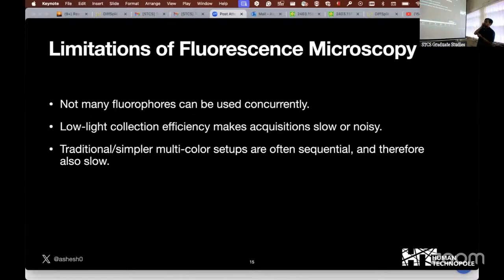So the main limitation that my PhD caters to is the first one, which is you cannot use too many fluorophores concurrently, because when you use multiple fluorophores, your collection efficiency reduces. And so what this means is you cannot image multiple structures concurrently. So in practice, people do not image more than 4 to 5 different structures. And this is something that my work tries to enhance. The second is we already saw that you have the light collection efficiency, which either makes it slow or makes it noisy.